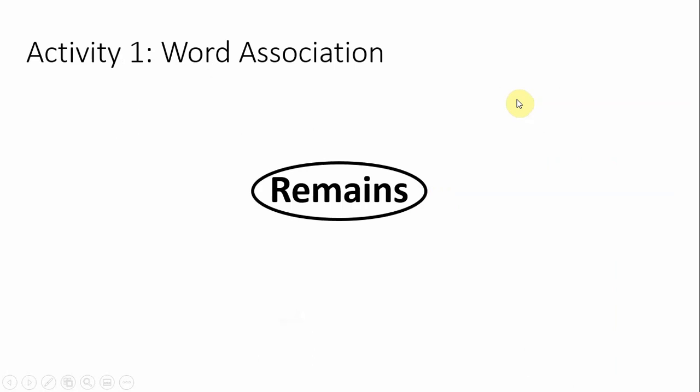And so here we are, activity 1, word association. The title of the poem is Remains, and the title is as good a place as any to start. So we'll begin by thinking about what this could be about. What might the poem called Remains actually be about? What do I know about this word? What definitions, what images does it create in my head?